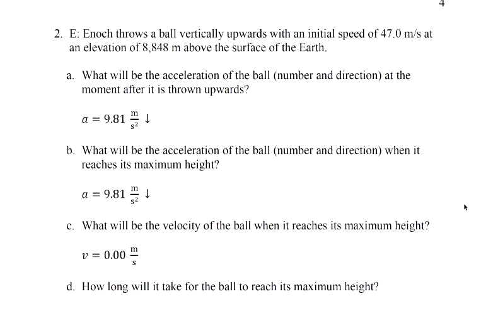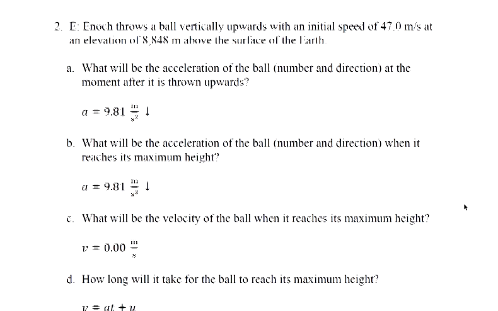Question 2. Enoch throws the ball vertically upwards with an initial speed of 47 meters per second at an elevation of 48 meters above the surface of the earth. What will be the acceleration of the ball at the moment after it's thrown upwards? It's 9.81 meters per second downwards.